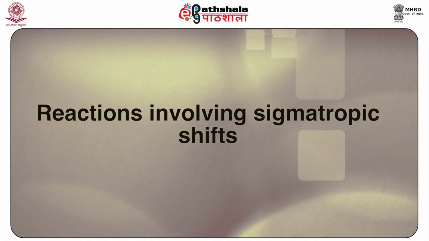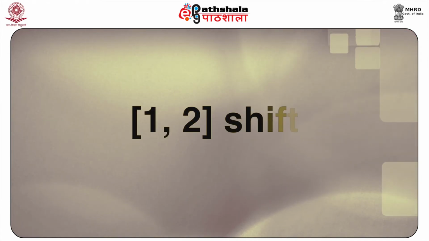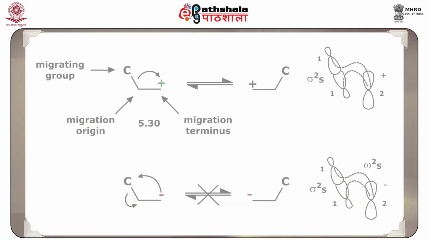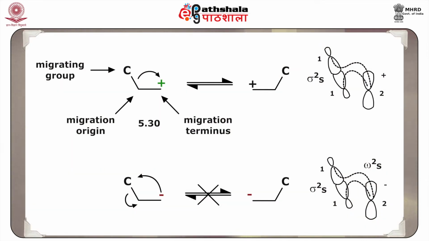Next, let us look at the reactions involving sigmatropic shifts. We start with the 1,2 shift category. Let us consider 1,2 shifts involving ionic conjugated systems. A number of named reactions follow such migrations. For example, in the reaction, if the migration terminus, migration origin and migrating group are all carbon atoms, then the reaction is known as a Wagner-Meerwein rearrangement.